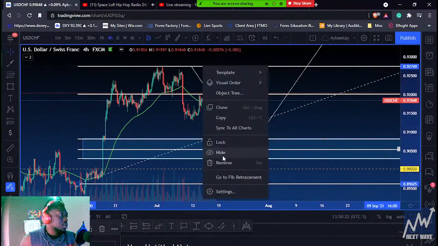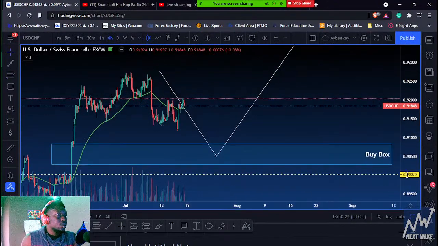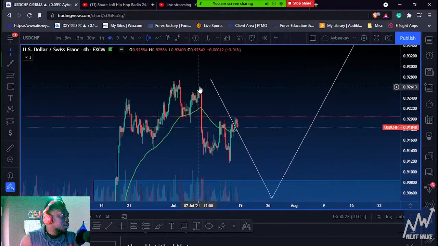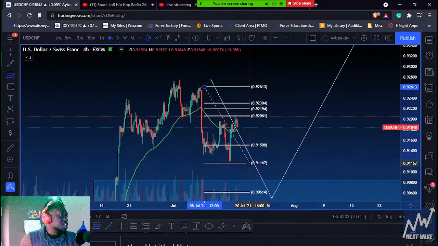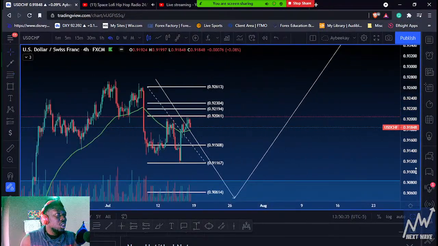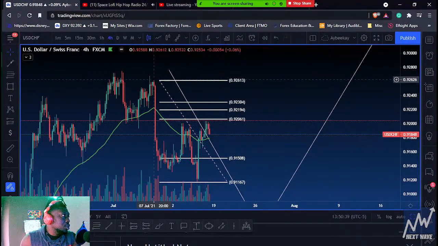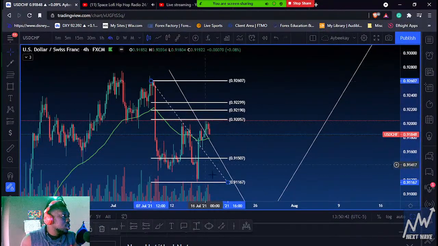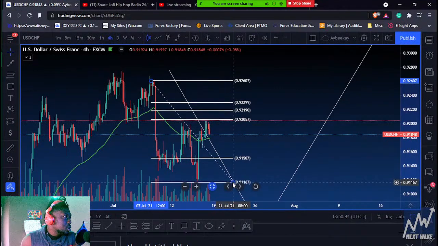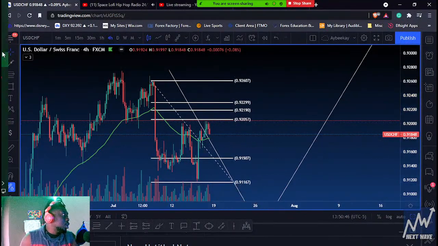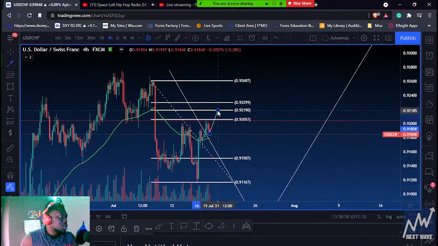Let me get rid of this real quick. Hide that. Off of this recent bearish move on UCHF, that's what I wanted to see price retrace into before trying to sell it. It still hasn't hit the 61.8, unless I drew this wrong. Yeah, it still hasn't hit that 61.8, and it still has a lot more room that it could climb up to. So that's what I'm going to be possibly watching for.